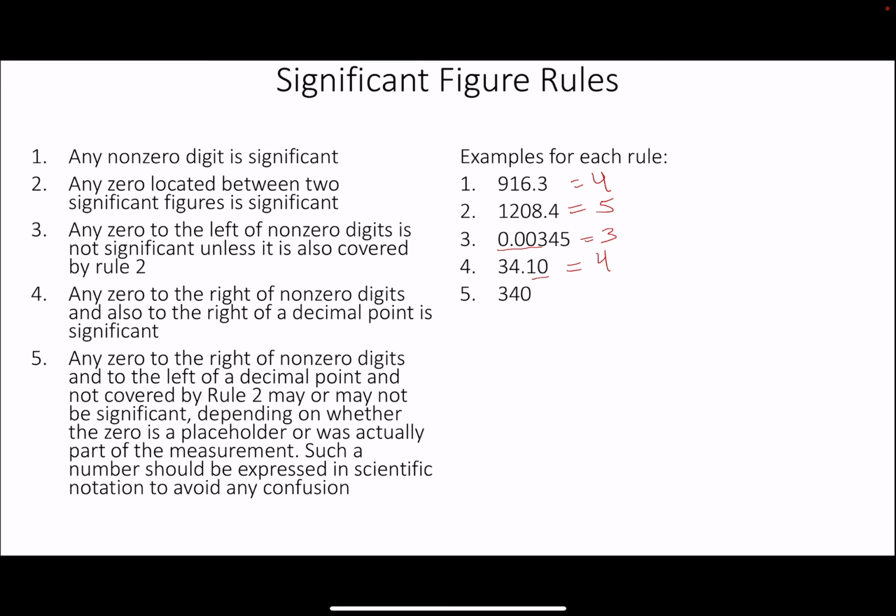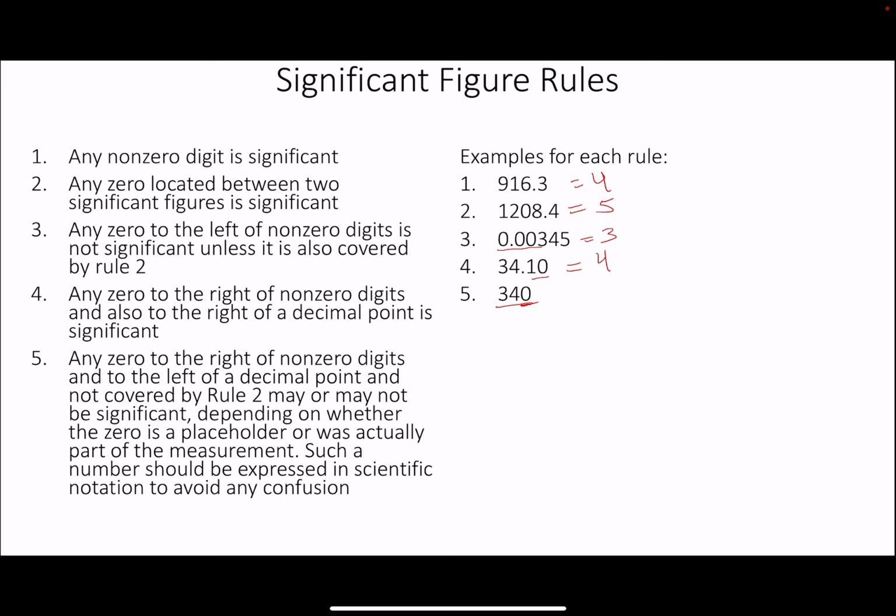So any 0 to the right of non-zero digits and to the left of a decimal point, which is not covered by rule 2, may or may not be significant. In this case, we don't know if this 0 is a placeholder or if it's actually part of the measurement. So it's very difficult. We don't actually know if this is 3 significant figures or 2 significant figures.